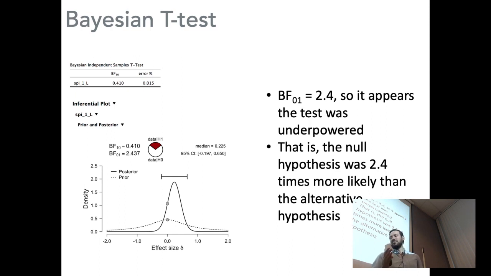Despite the fact that the main result for this paper was that there actually was an impact on spirituality, that was only when accounting for church attendance, I believe. But when you're just looking at these two things without any covariates, there's actually more evidence for a null hypothesis. So for this, the Bayes factor BF01, the comparison of the null compared to the alternative, was 2.4. So the null hypothesis was 2.4 times more likely than the alternative in this case. It's not that much evidence either way. You would typically call this anecdotal evidence.